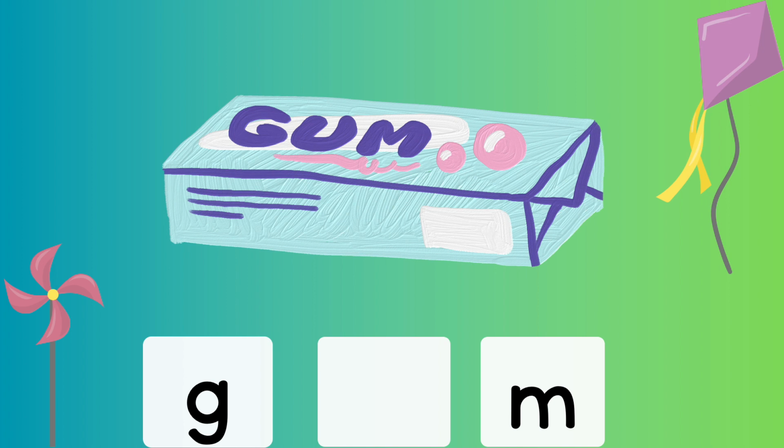Gum, gum. Which sound is missing? Is it O or A? G-A-M. G-A-M. Gum. Well done. It is the A sound.